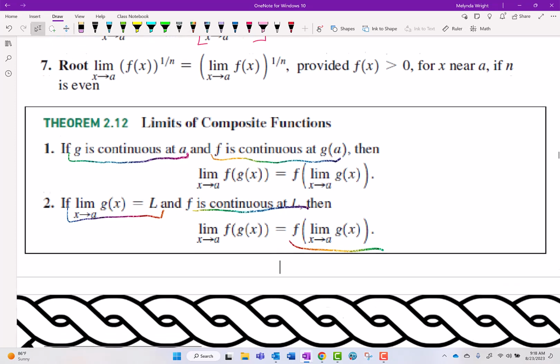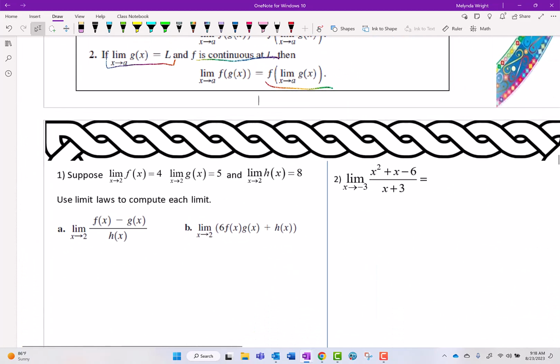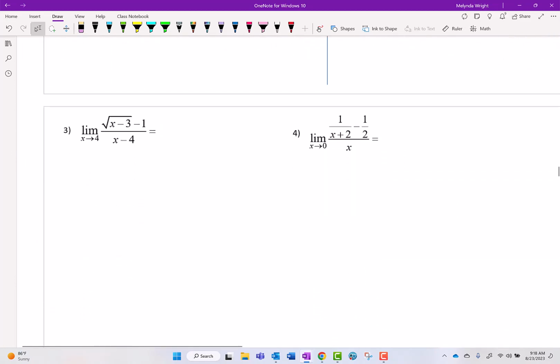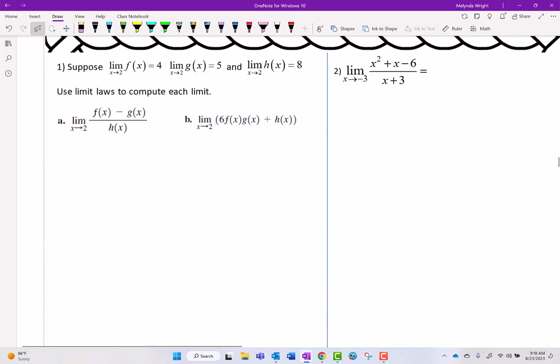All right, so let's jump into some examples. I have just a few. I think I gave us a lot of room. I have 4 examples, but I just spread them out so we'd have plenty of room to write.